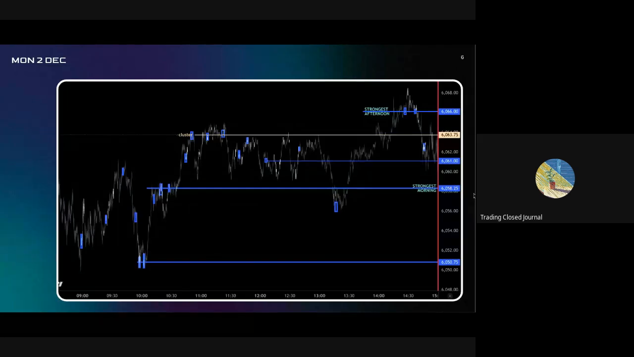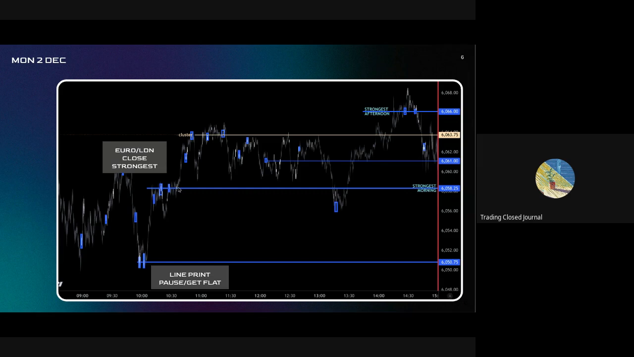So we have a line print here at about 10. And so that's a good point to get flat if people were doing short, which some were on that day. And then we get a strongest here at the London close, so about half an hour later. So let's talk about this because there's a strong line there and an even stronger line there. What does that mean, and why was this one called the strongest?